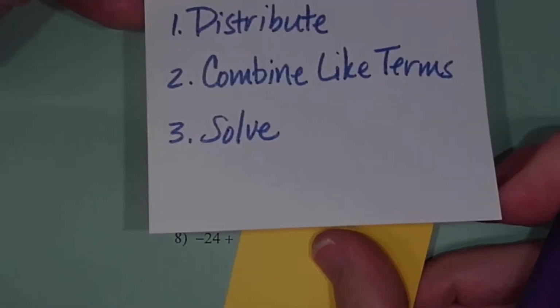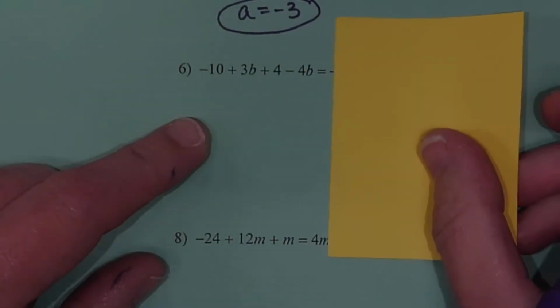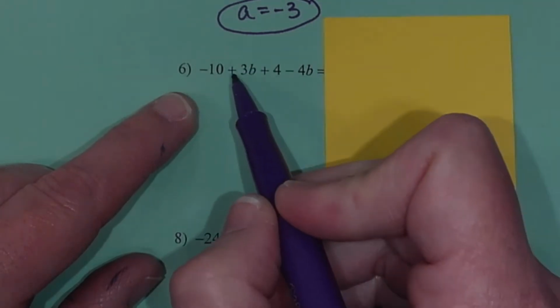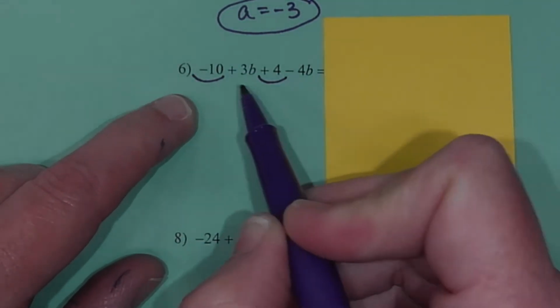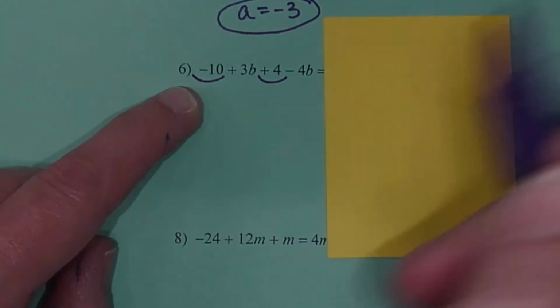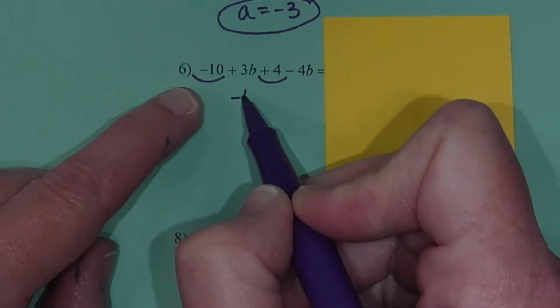Because there, again, step 1 distribution, there's no distribution here. So we're looking for like terms first on the left. Looks like we've got some constants here. In other words, some regular old numbers. So -10 plus 4, if you put that in your calculator, you're going to get a -6.